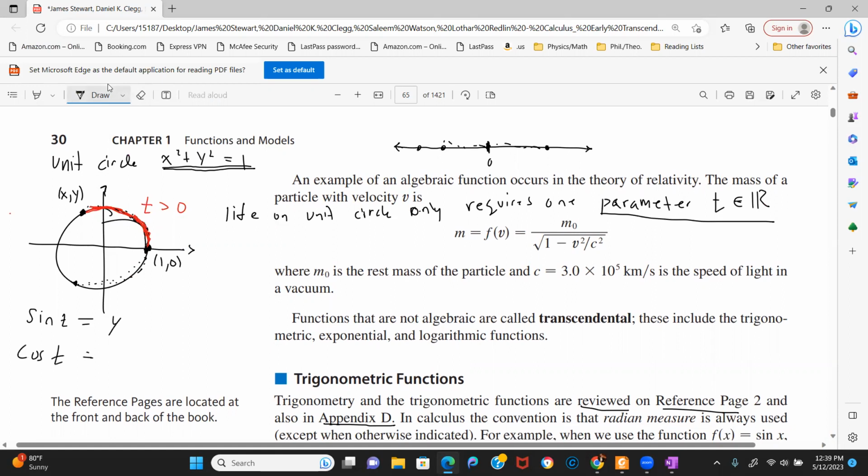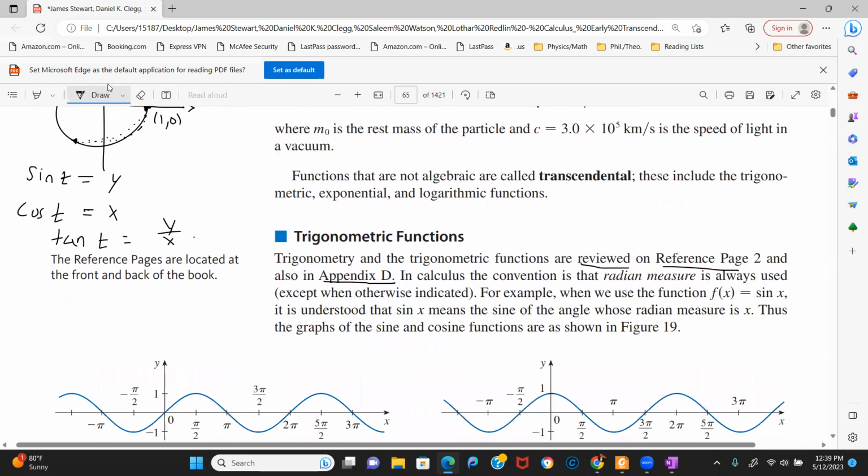Cosine of t is just the x coordinate, and then tangent of t is the y over the x. So pretty simple. Once you realize that the unit circle, described by this equation, is really just a one-dimensional object, and if you are living on the unit circle, you only need this one single parameter to describe position. And then you just define the trig functions as follows.